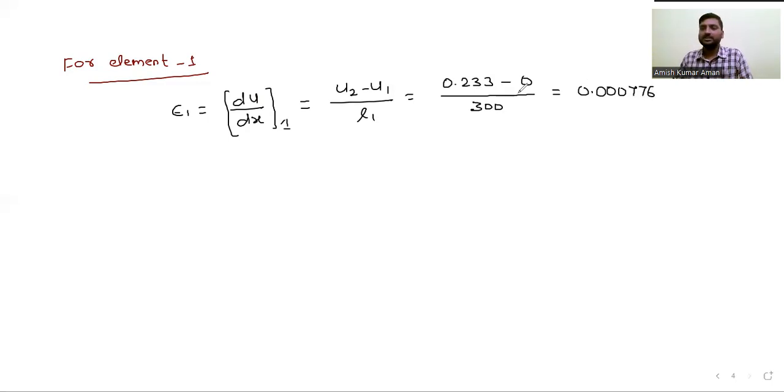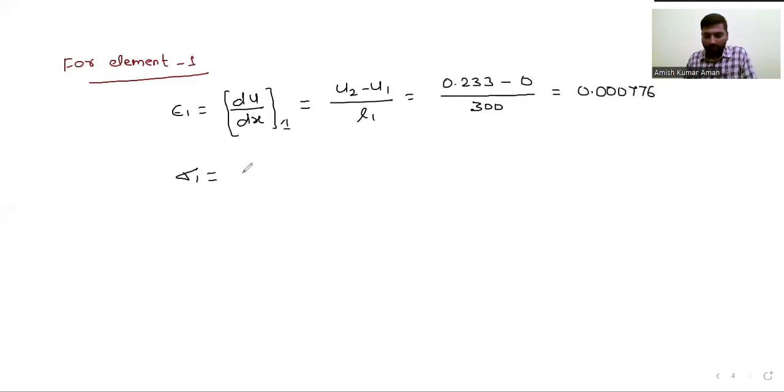This is dimensionless. Why dimensionless? Because strain is nothing but a ratio. Ratio of what? Change in length upon original length. So there will be no unit. So strain epsilon 1 is 0.000776. From here we can calculate stress also.